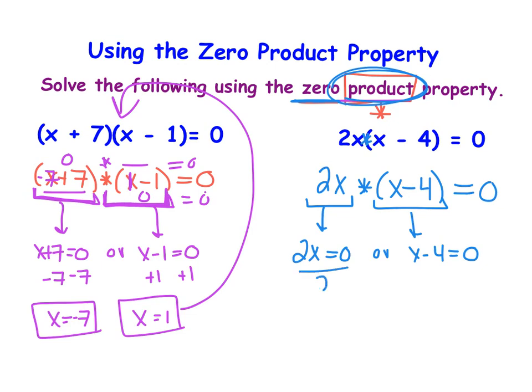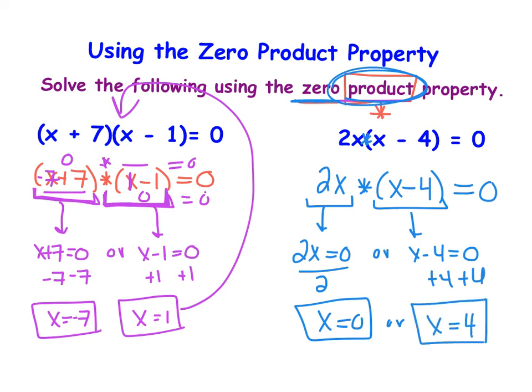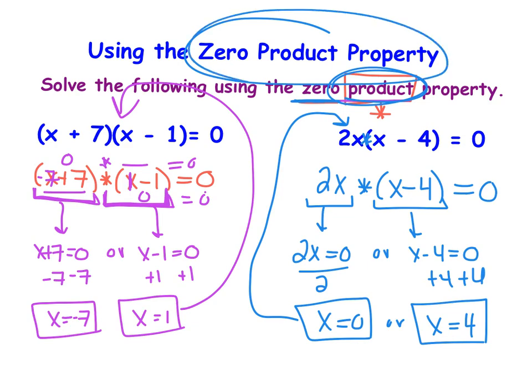So if we divide by 2 here, we find that one option is that x is equal to 0, or the other option is that x is equal to 4. So we have two options here that if we were to take these two options and put them back into the original equation, they would make the equation true. And again, we can do all of these steps because of the zero product property.